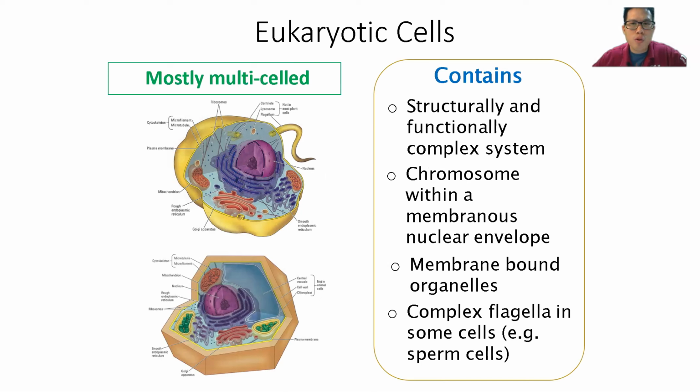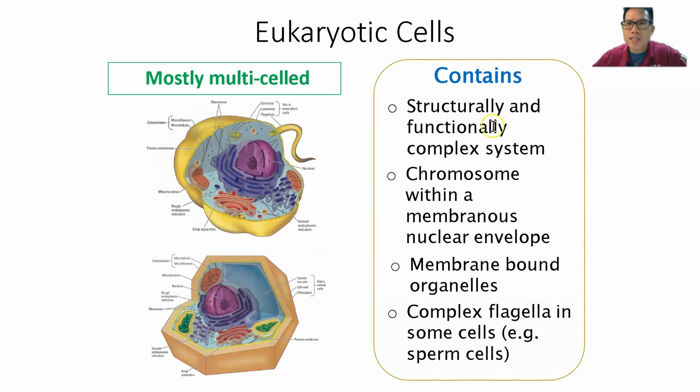If you're looking at eukaryotic cells, just like animal cells and human cells, they are much more complex. You can see that they have more components in there. This one is the animal cell, and this one is the plant cell. They are structurally more complex.